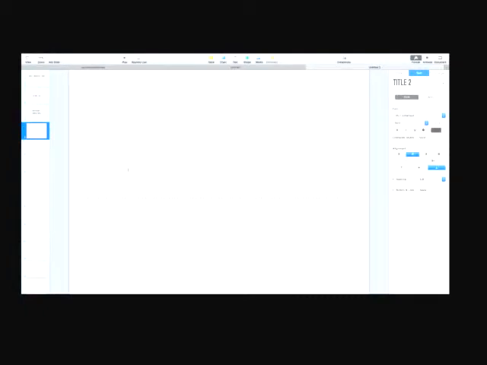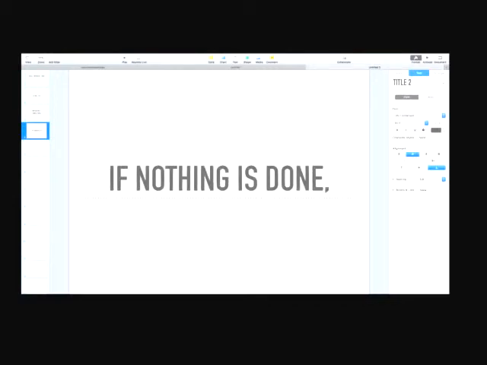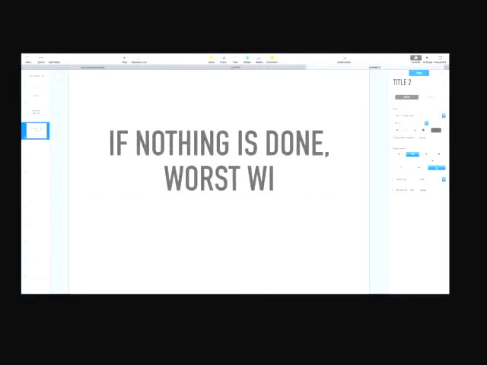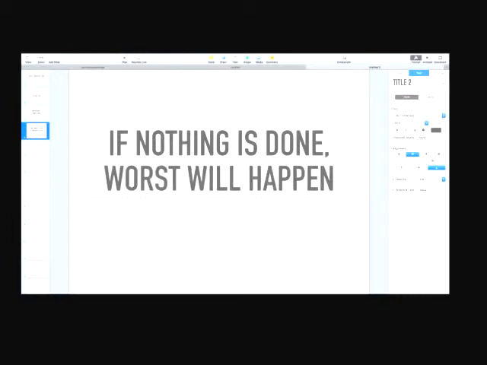So, how do you make an ambulance-like introduction? First, you have to argue that if nothing is done, worse will happen. So, if nothing is done about what you are trying to address in the research, then the worst will probably happen.